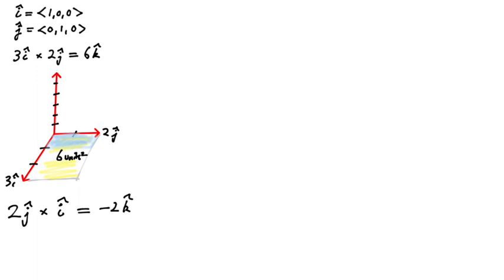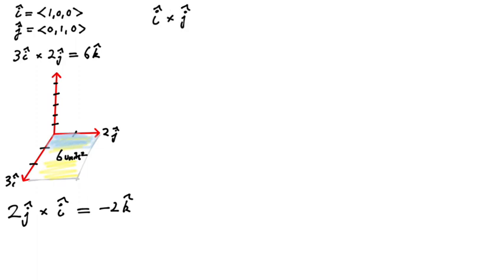But because I'm now going in the opposite direction, I'm taking j first, then i second. Take the fingers of your right hand along j, curl them towards i, and your thumb's going to go down. So my normal vector n hat is going to be minus k hat, and then the length of the cross product is 2, so our result is minus 2k.